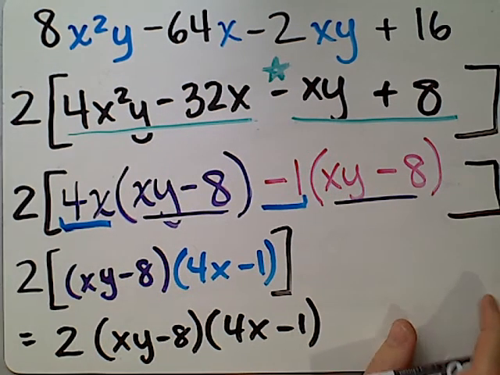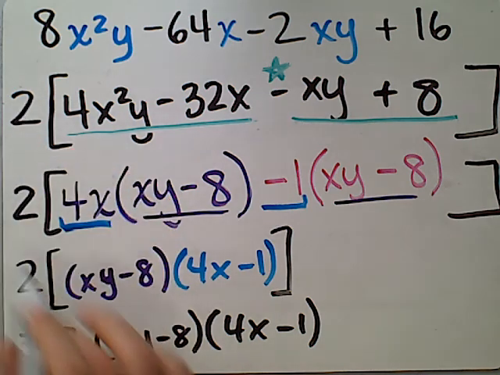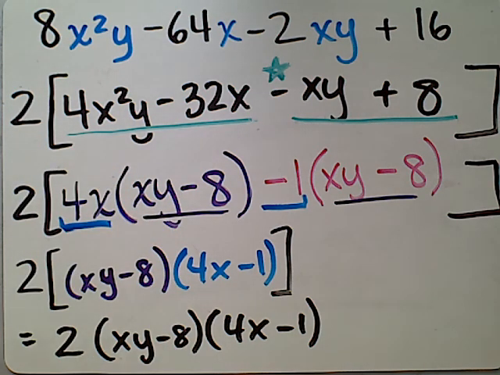You want to make sure that you understand the 2 is not coming into play again in the question. The 2 has been factored out. We just need to make sure we don't lose the 2 throughout the question. The 2 gets carried down and just sits out there in front of the rest of the terms. So again, final answer, 2 times the quantity xy minus 8, then times the quantity 4x minus 1.